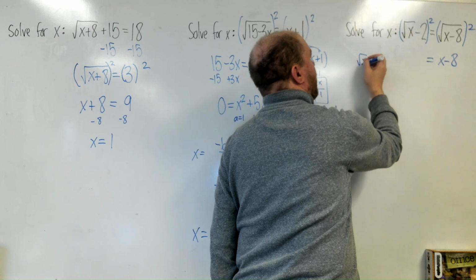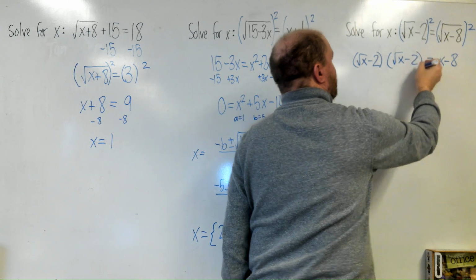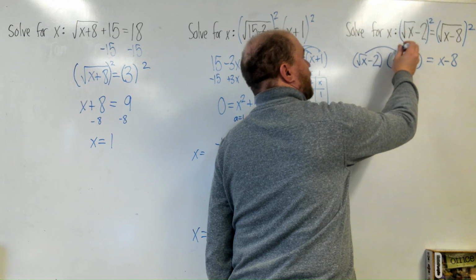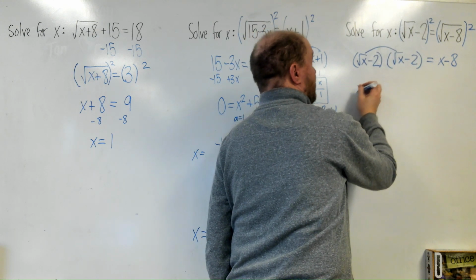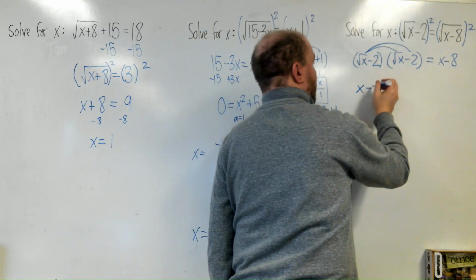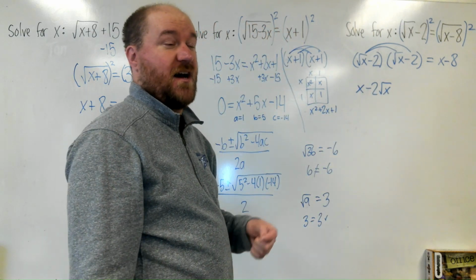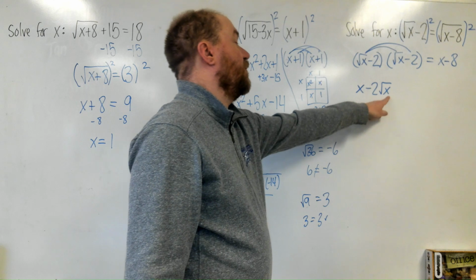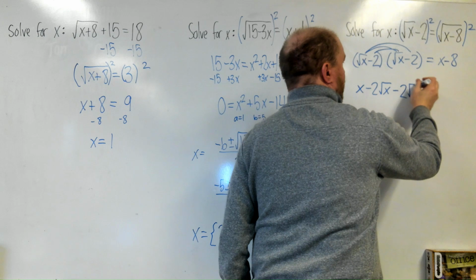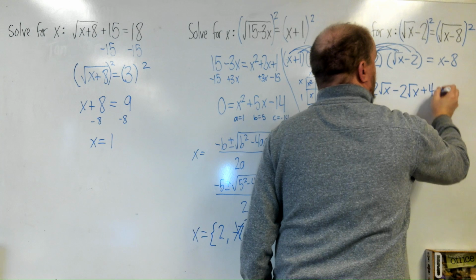We have radical x minus 2 times radical x minus 2. I'm going to use FOIL this time to multiply it. Radical x times radical x is just x. Radical x times negative 2 is negative 2 radical x. When you multiply it, one's in the radical and the other one's not. You just leave them separate. And then negative 2 times radical x is negative 2 radical x. And negative 2 times negative 2 is plus 4.